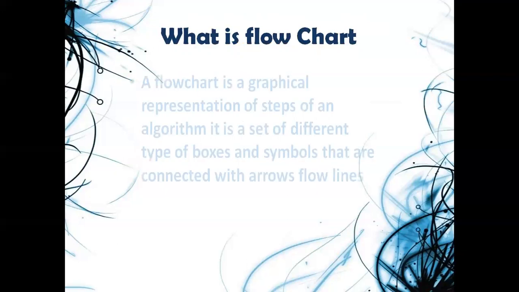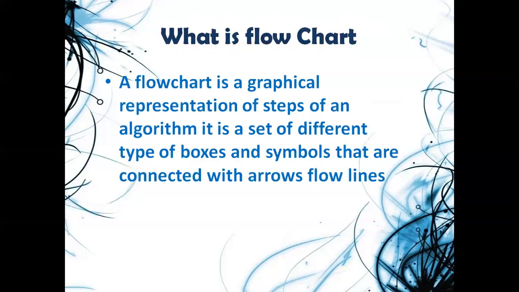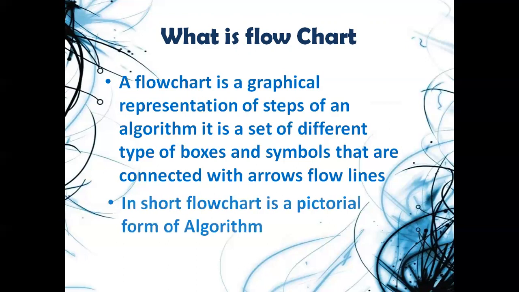So flowchart is a graphical representation of the steps of an algorithm. It is a set of different types of boxes and symbols that are connected with arrows and flow lines. In short, if you want to understand what is flowchart, flowchart is a pictorial form of algorithm. In algorithm, we are writing steps, so it is in written form, but flowchart is a picture form.